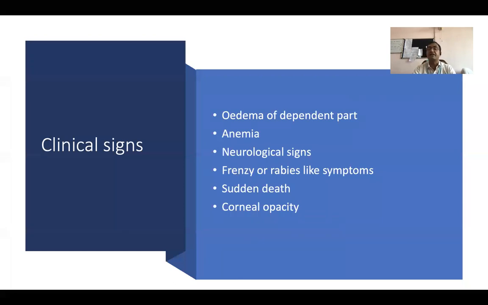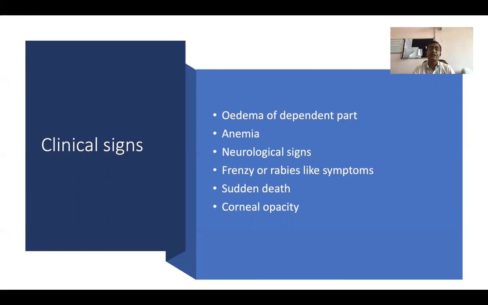So other clinical signs that are also present in domestic animals is the edema in the dependent part of the organ due to oozing of the fluids, especially in the dependent part like the limbs. This is very important. And then anemia, and you always know trypanosomiasis shows a neurological sign. And most of the time you confuse with so many diseases, especially the rabies.